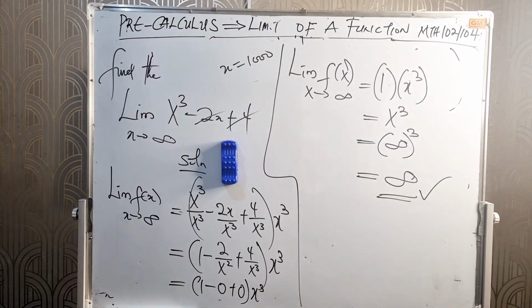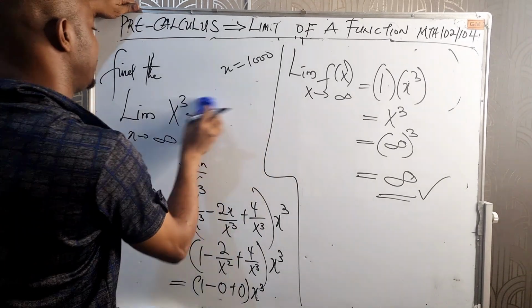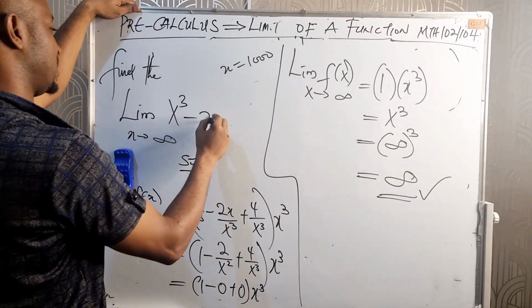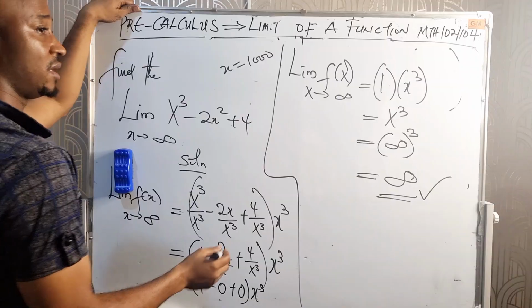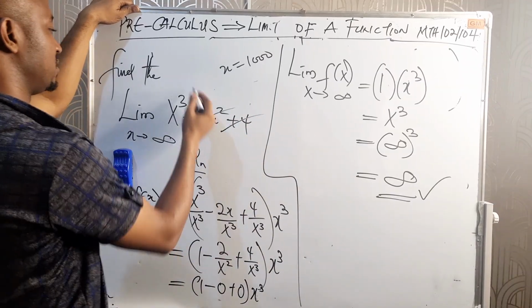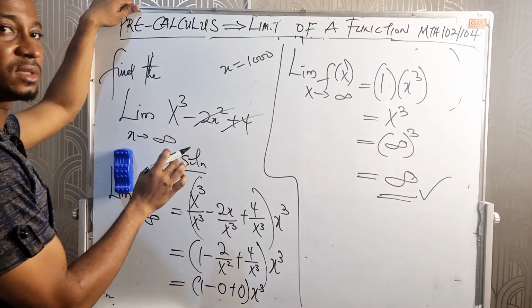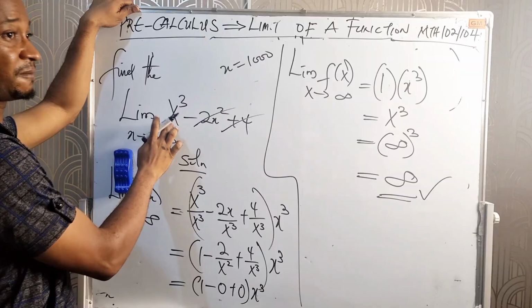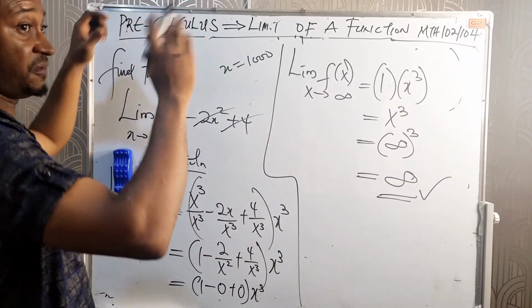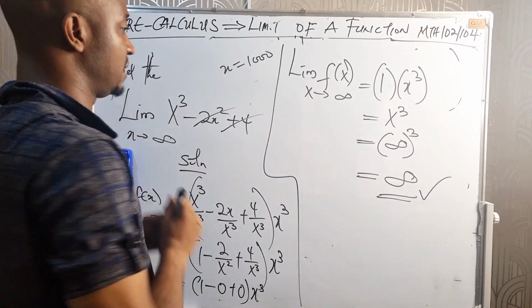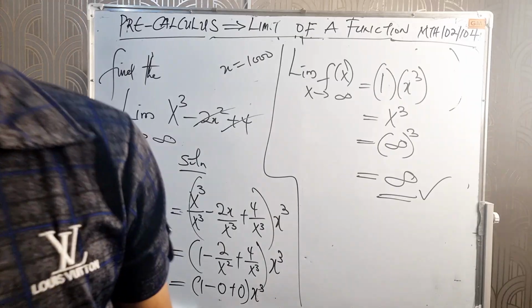This applies to all polynomial functions. Even if we have, let's say, minus 2x squared plus 4, just remove this and this, choose this. You get the concept? Because the highest power is here. So the more the power, the more the infinity. Do you get it? Okay. So let's see more examples.